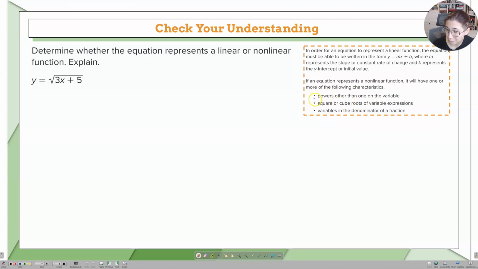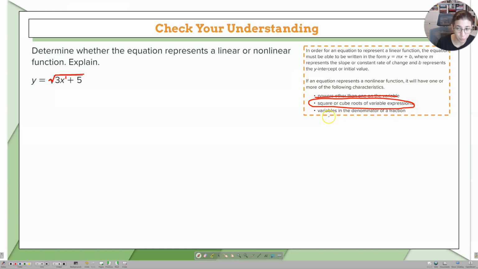So over here, we've got, are there powers other than 1 on the variable? I'll just see a 3x with a ghosty 1 here, so nope. That one's good. Are there square or cube roots of variable expressions? Yes, right? This is a square root symbol, isn't it? So it does meet this criteria. But are there any variables in the denominator of a fraction? No, there's no fractions in this one.